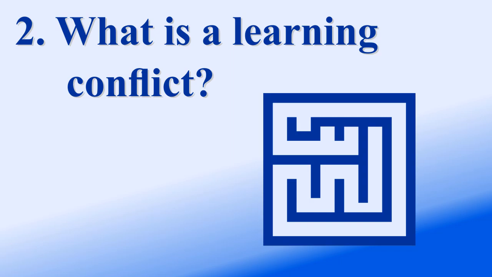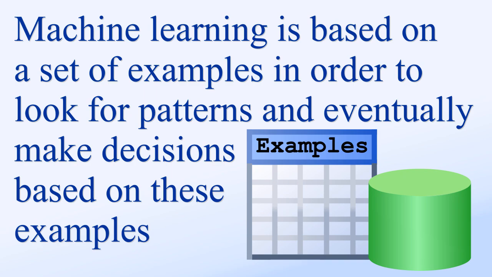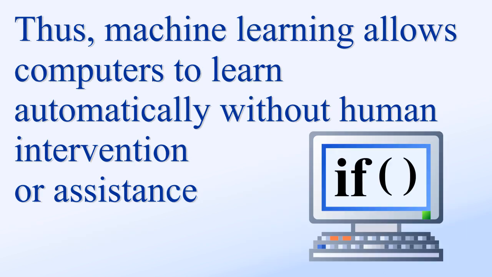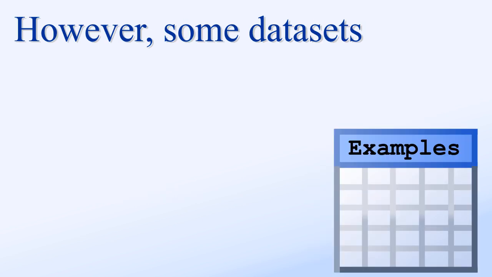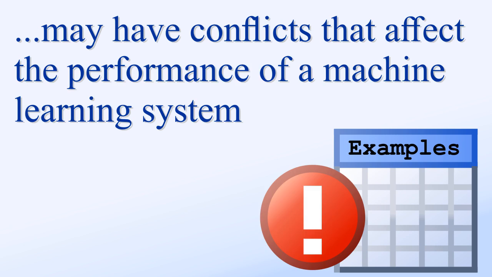What is a learning conflict? Machine learning is based on a set of examples in order to look for patterns and eventually make decisions based on these examples. Thus, machine learning allows computers to learn automatically without human intervention or assistance. However, some datasets may have conflicts that affect the performance of a machine learning system.